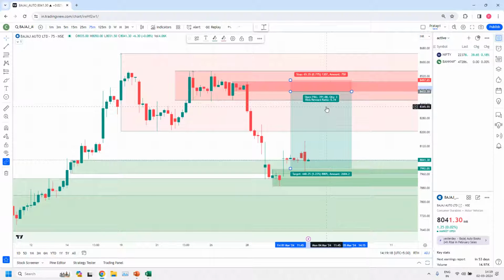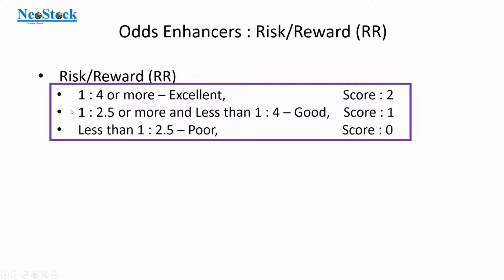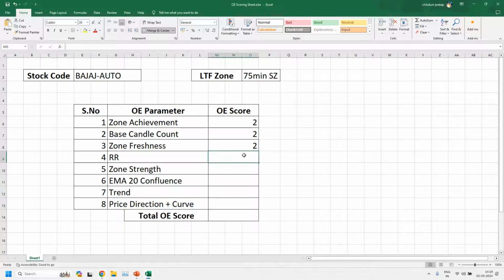So what is the RR it is showing currently? It is 1:6.7, that means close to 1:7. So what is the maximum score we can give? The 2 we can give, because anything above 1:4, or if you are a beginner 1:5, we can give the score 2. So we got a very good RR here. See here, anything above 1:4 if you are an experienced person, or anything above 1:5 if you are a beginner. So let us enter the value 2, because it is above 1:4 or even above 1:5.